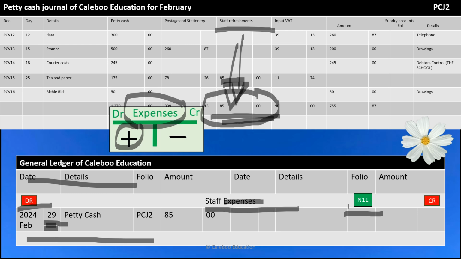There we go, ladies and gentlemen. That is the petty cash journal and posting to the general ledger, right from the petty cash voucher, the source document. We've now done 3 journals. We've done the Cashbook receipts, the Cashbook payments, and the petty cash journal. They are all 3 cash journals.